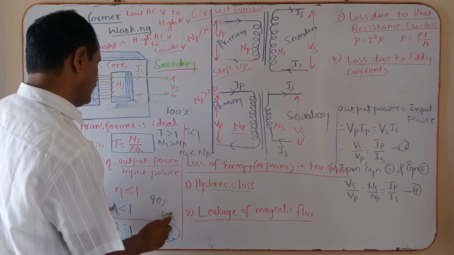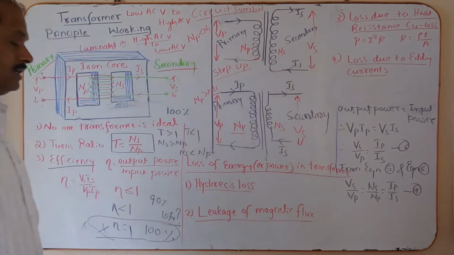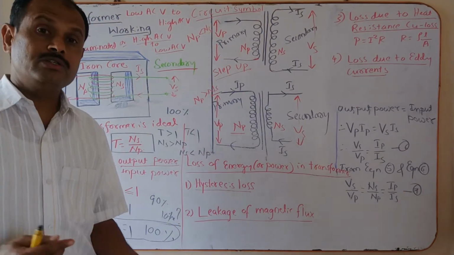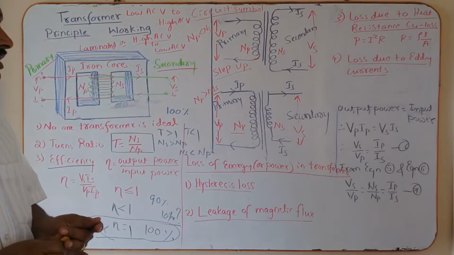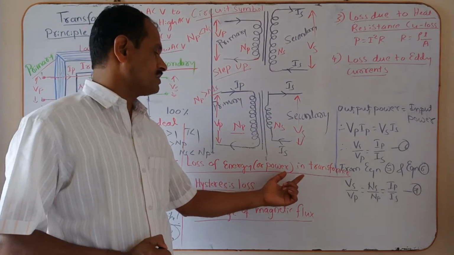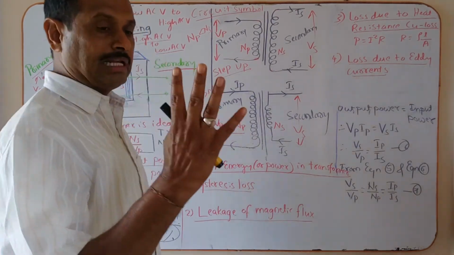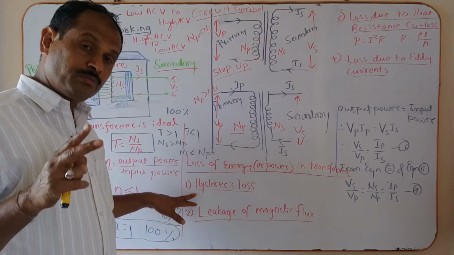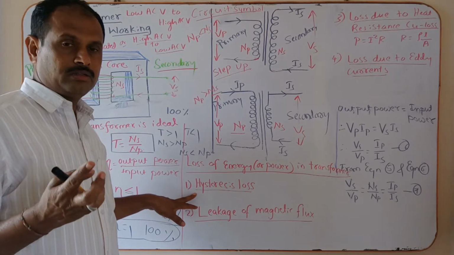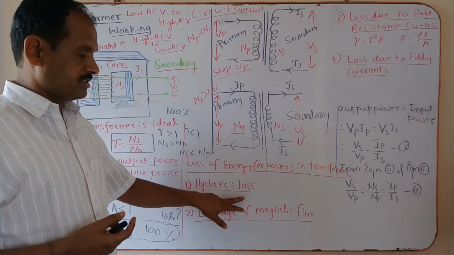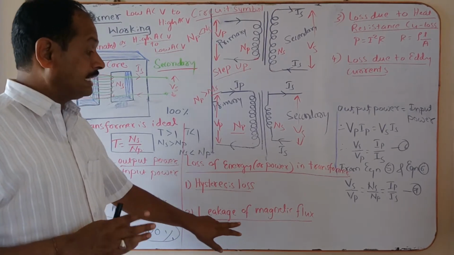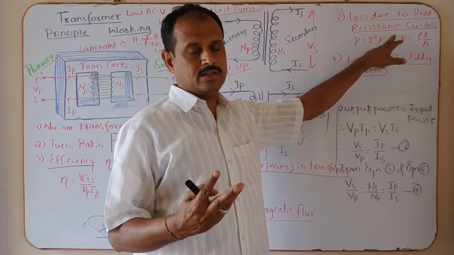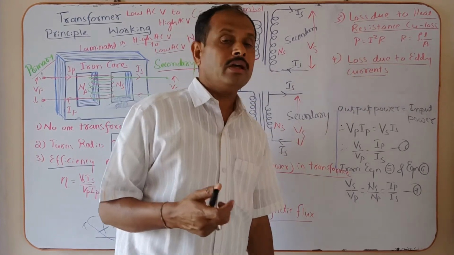That 10% is due to the loss of energy. It is very, very important: loss of energy or power in the transformer. There are mainly four important points asked in the examination. If you write any two points, you get two marks; three points, three marks. One is hysteresis loss, then loss due to the leakage of magnetic flux, loss due to heat or resistance, which is said to be copper loss, and loss due to eddy currents.